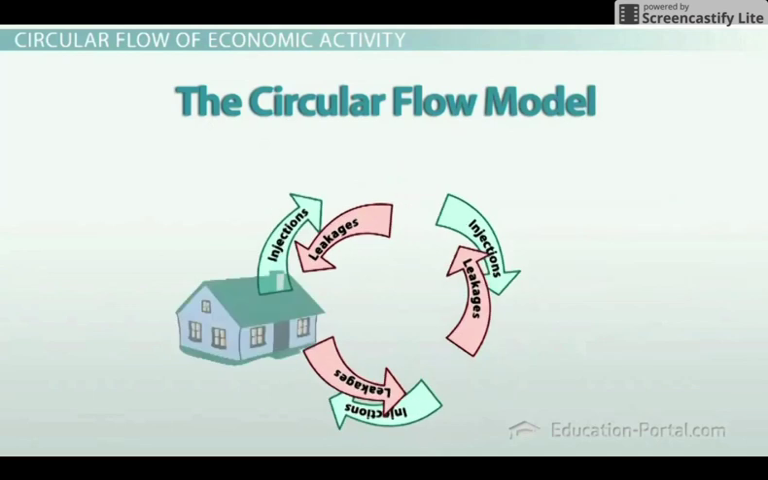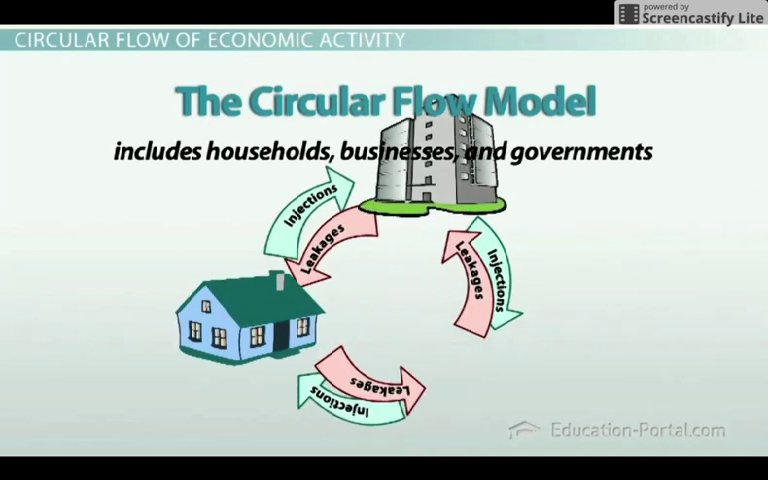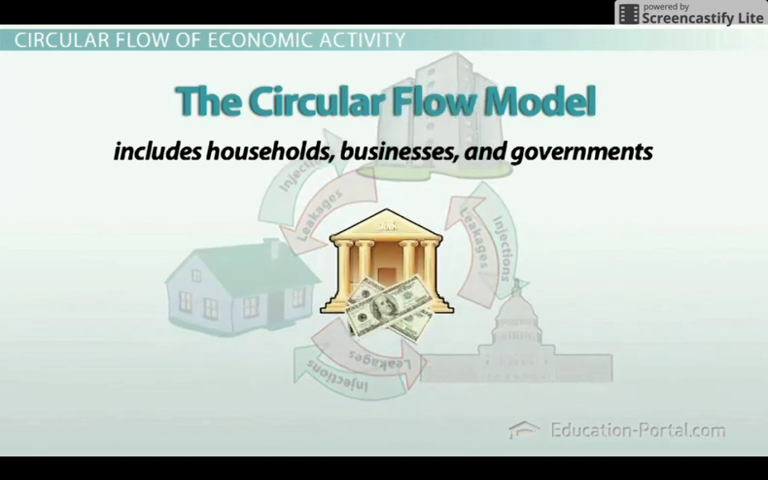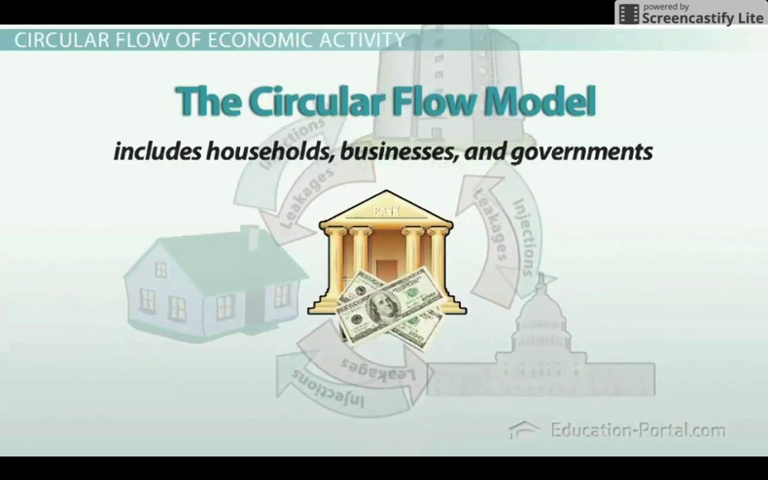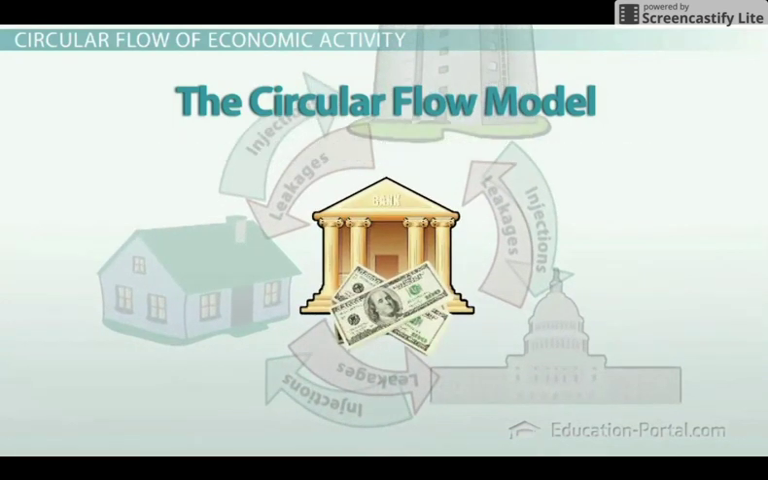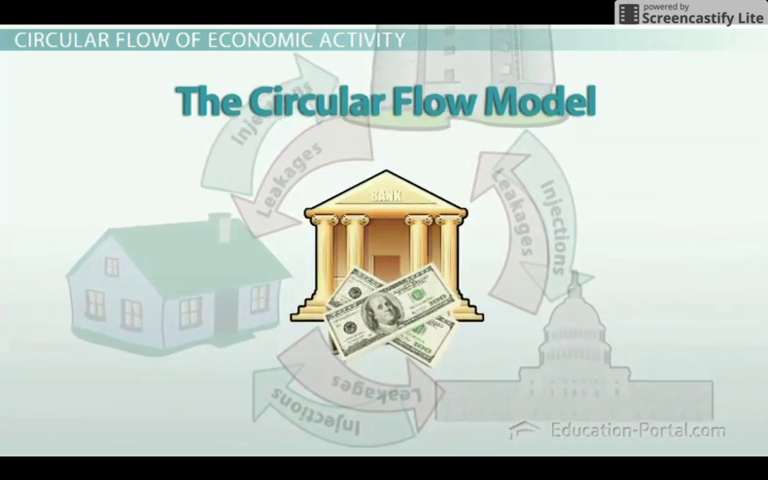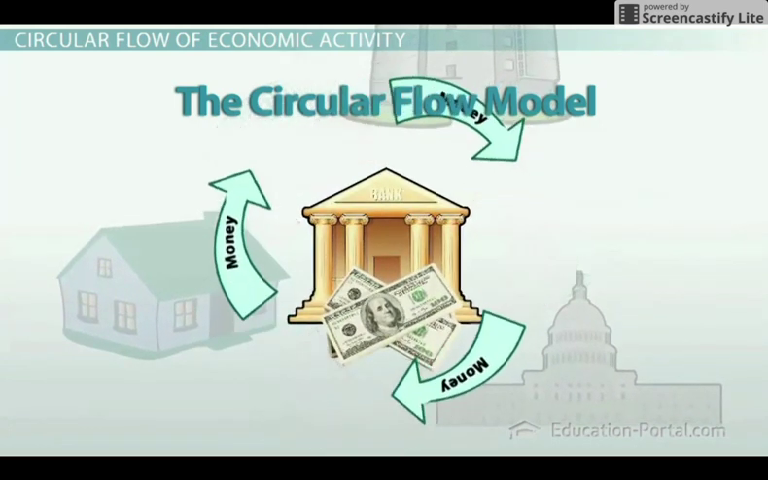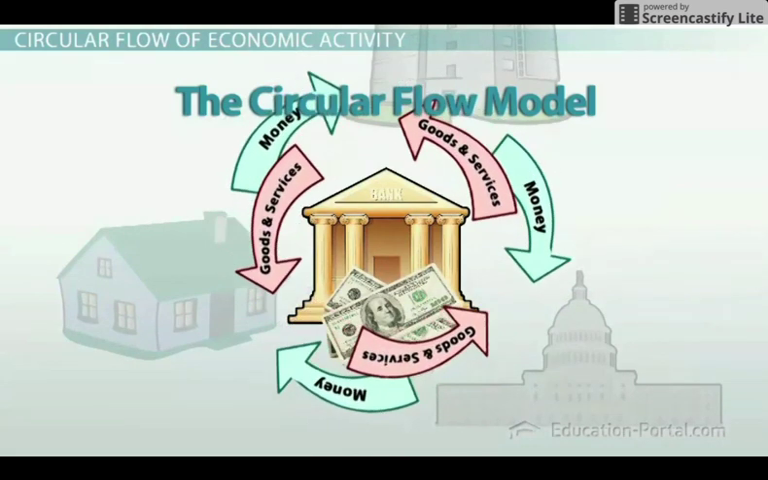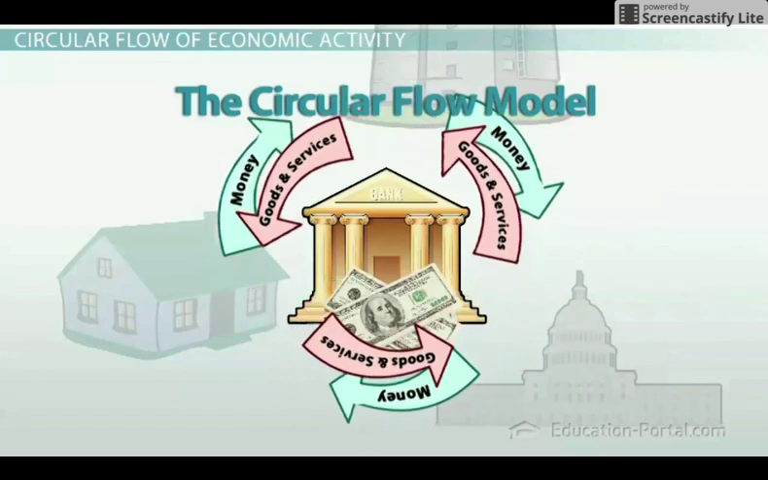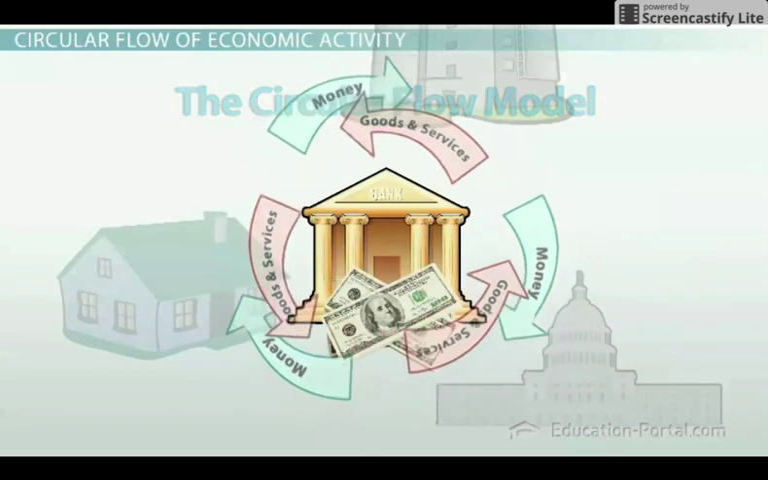The model includes households, businesses, and governments. We also have the banking system that facilitates the exchange of money and, as we'll see in a minute, helps to productively turn savings into investment in order to grow the economy. In the circular flow of the economy, money is used to purchase goods and services. Goods and services flow through the economy in one direction, while money flows in the opposite direction.